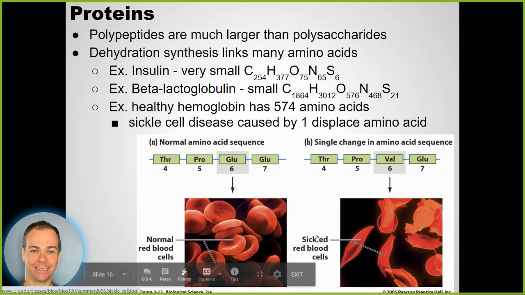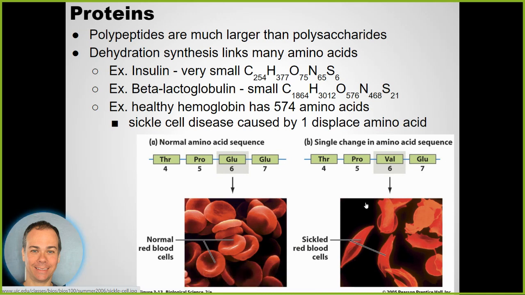And a person with sickle cell disease, because one of these amino acids out of 574 is incorrect, it changes the shape of that molecule. And it doesn't work as well. And their blood can't carry enough oxygen. And their cells take on this strange shape. And it leads to a whole host of health problems. So this whole disease is caused by just one of those 574 amino acids being incorrect.